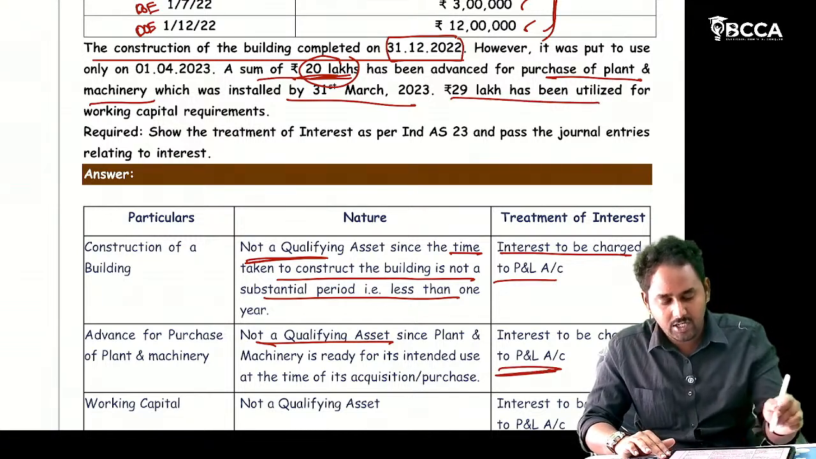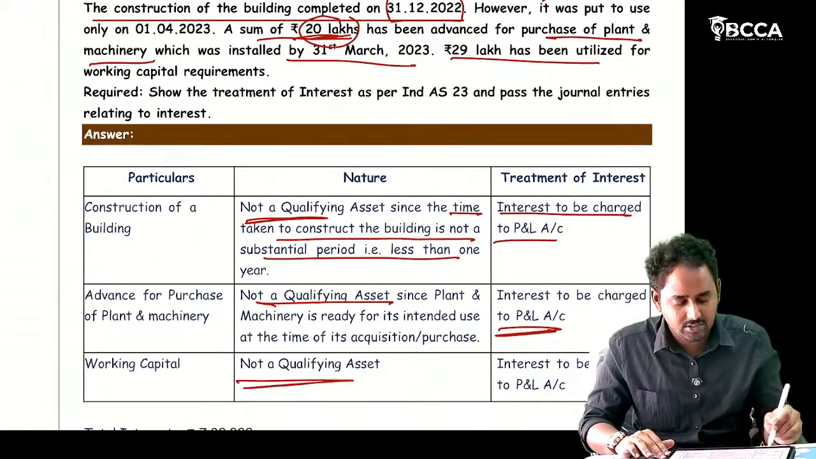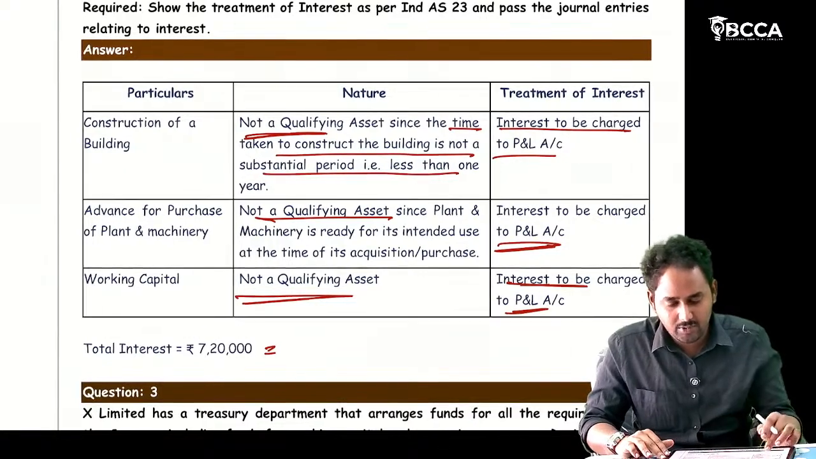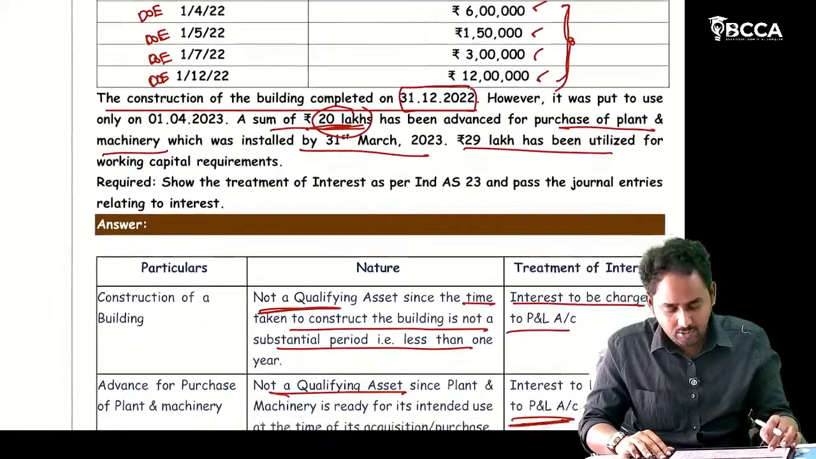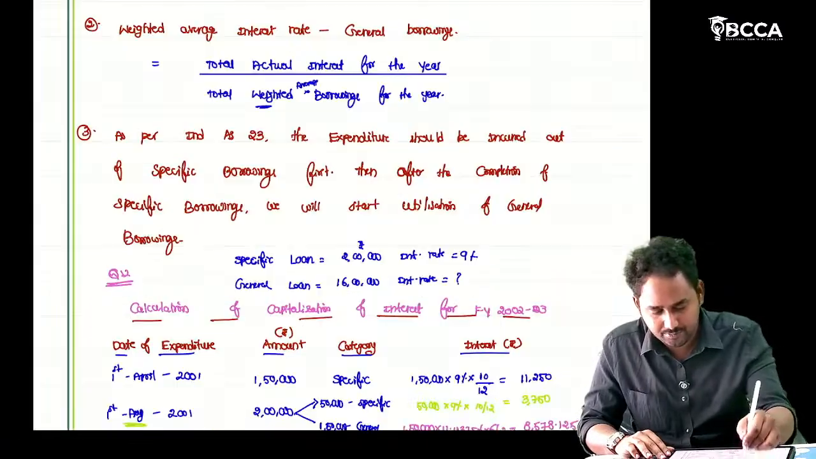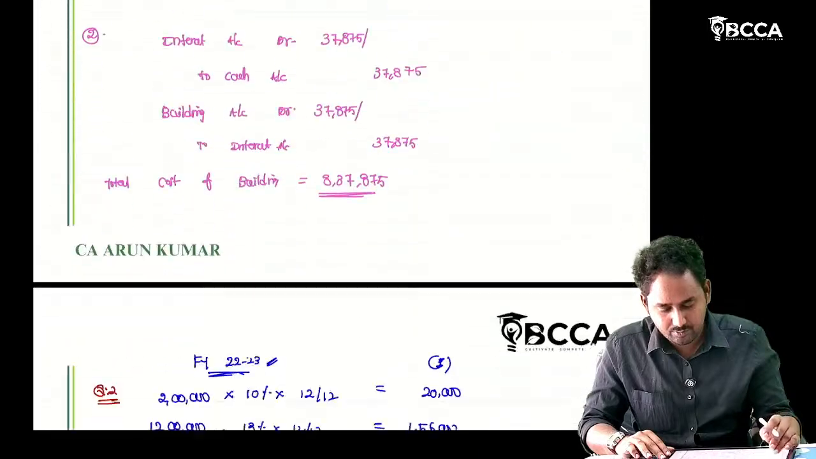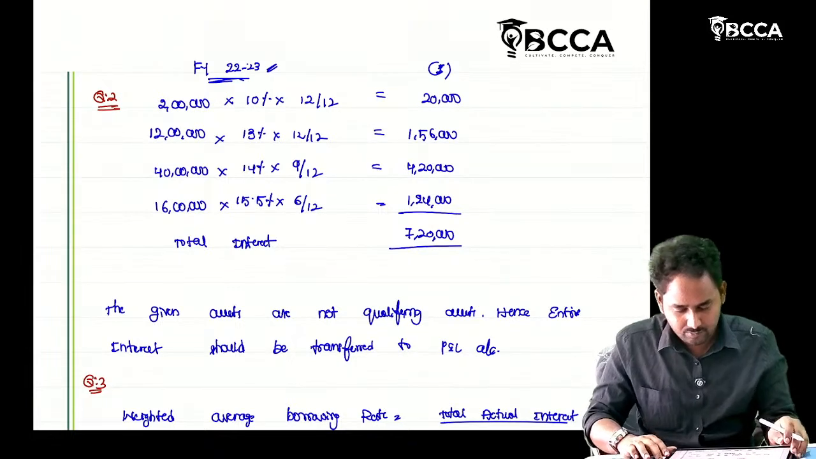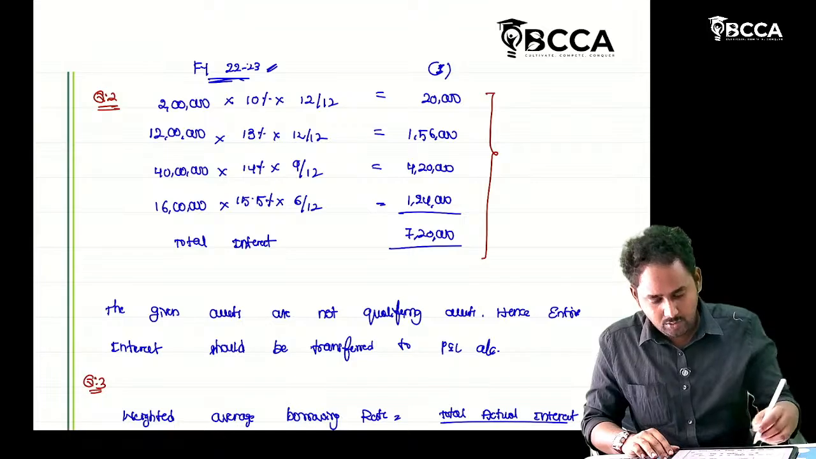Then 29 lakhs has been utilized for the working capital requirement. This is also not a qualifying asset, so interest should be charged to P&L. Then what is the total interest they paid? Let's see what is the total interest.